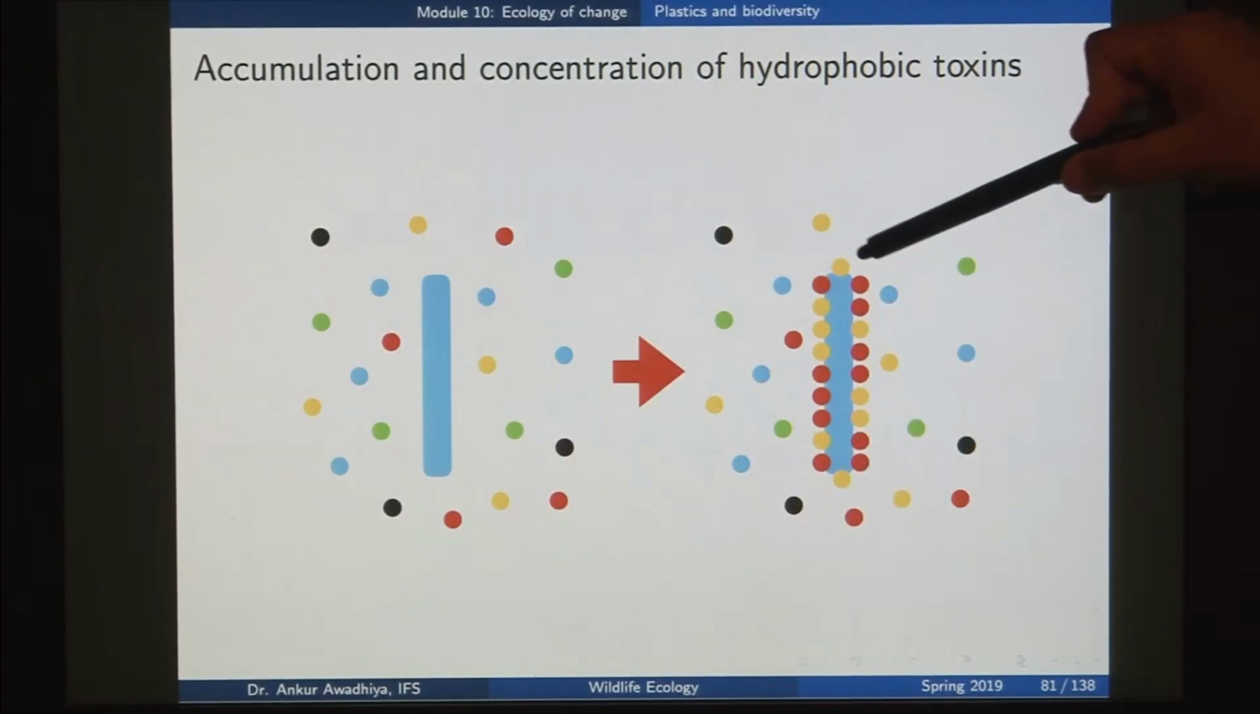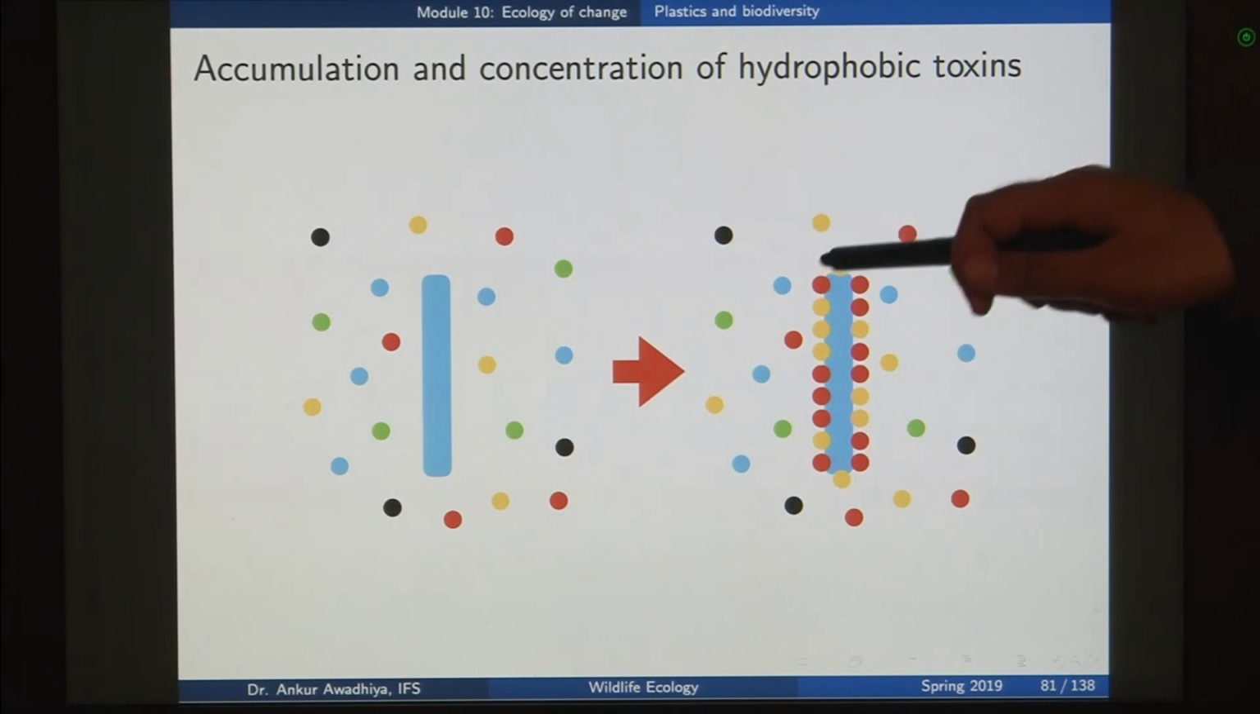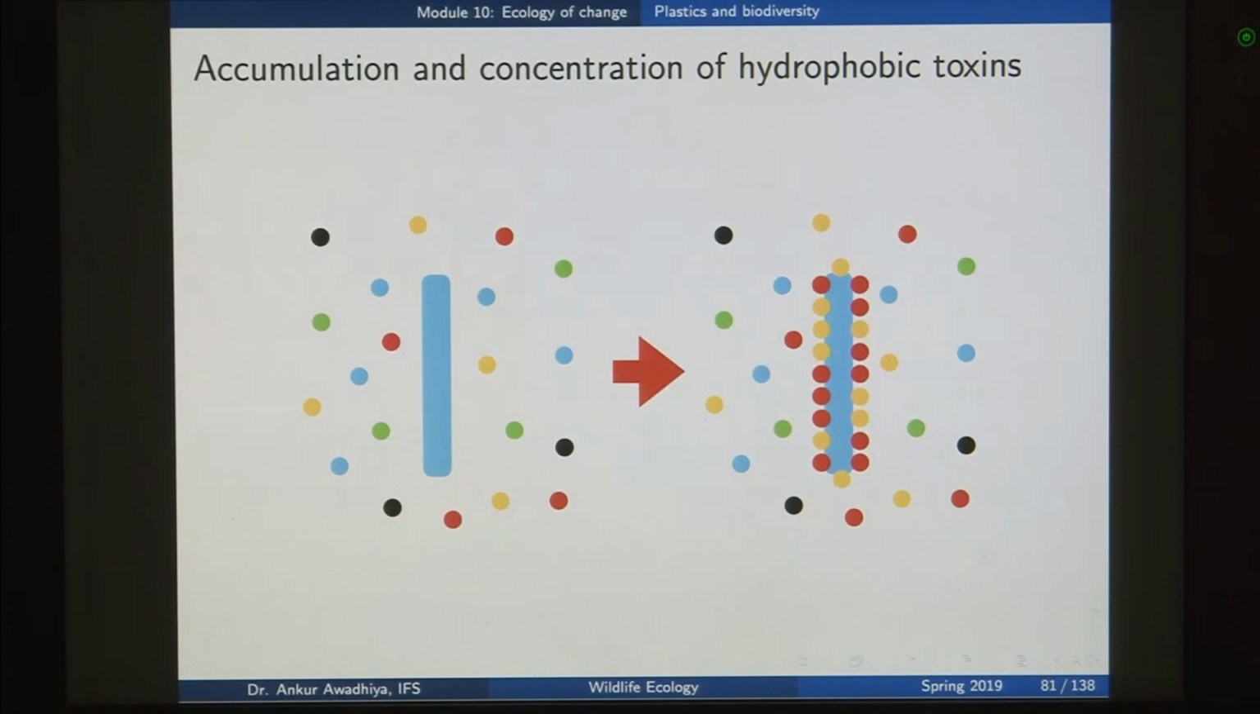So, in that case, the concentration of the hydrophobic toxins increases a lot, and because of this, when they get ingested or absorbed into the bodies of any organism, say a plankton, all of these hydrophobic toxins will now be able to exert a very big role in the bodies of these planktons.